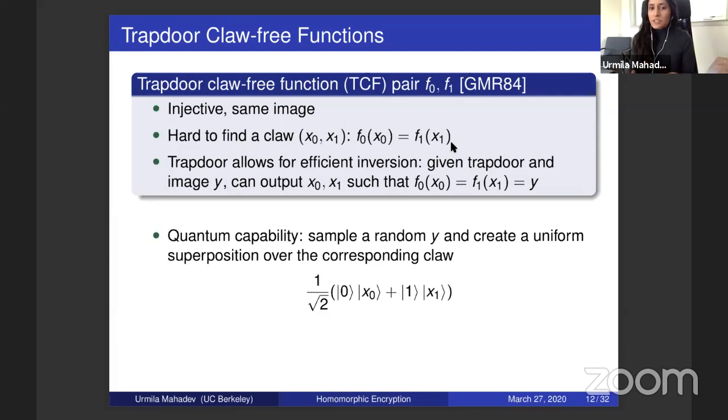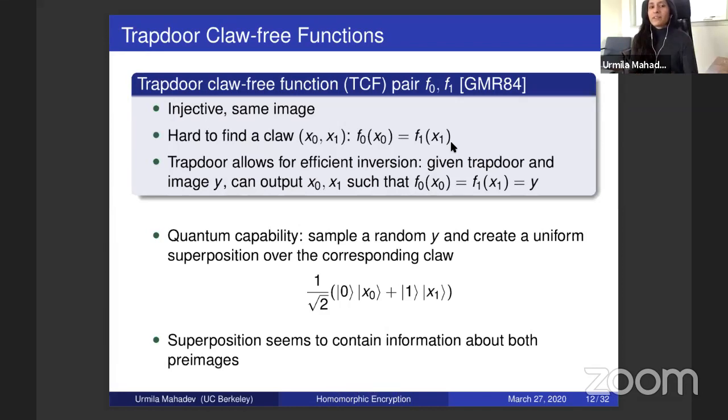So the superposition is interesting because it seems like it contains information about both pre-images, but I just said that even for a quantum machine, it's hard to find both pre-images. It's hard to find x0 and x1. So how can it be that it's hard to find the pre-images, but it's easy to create a superposition over the pre-images? The main thing to note here is that just creating a superposition over the pre-images is not the same as finding it. In order to extract any information from the superposition, the quantum machine has to measure the superposition.